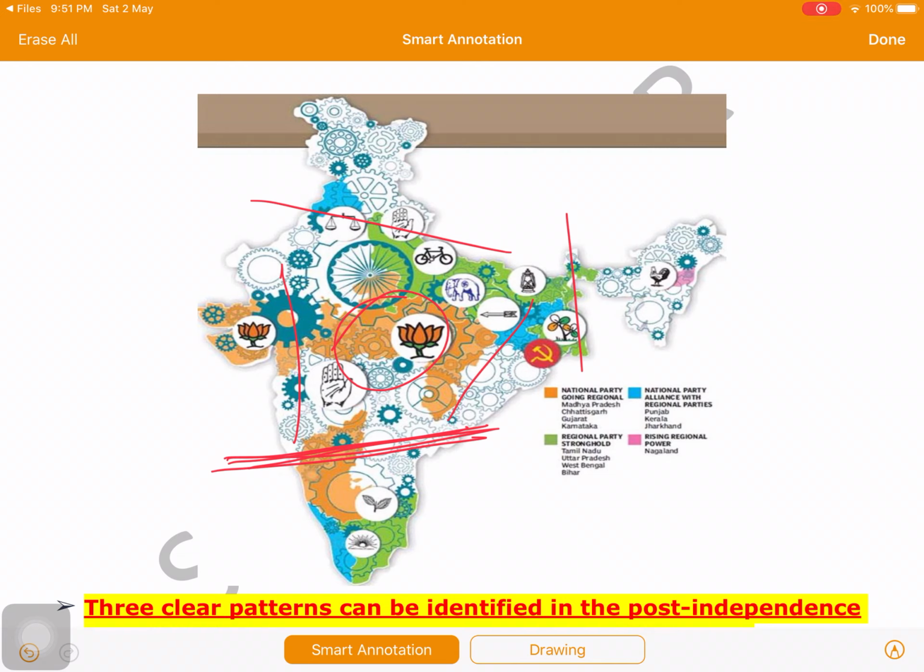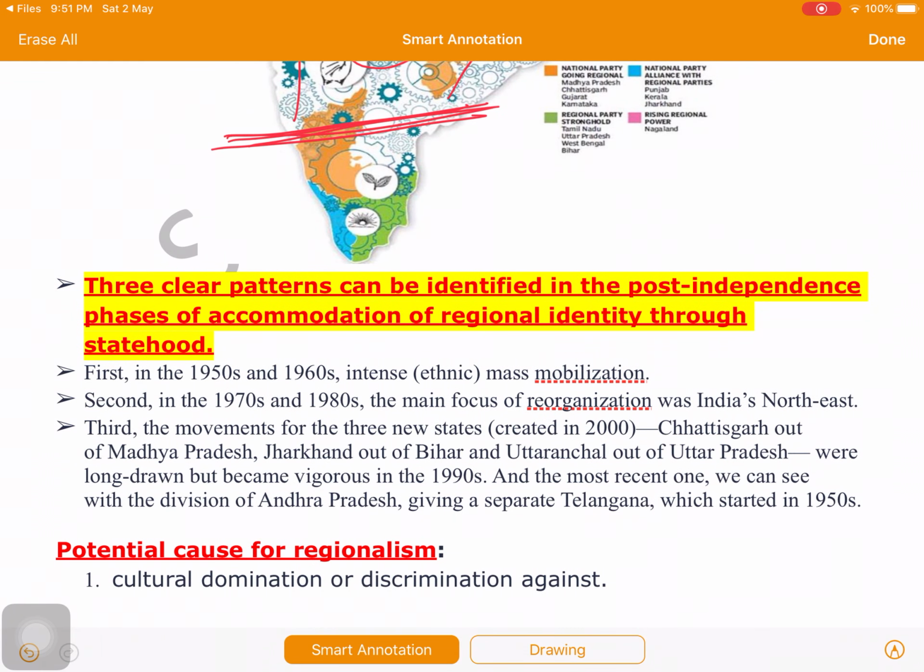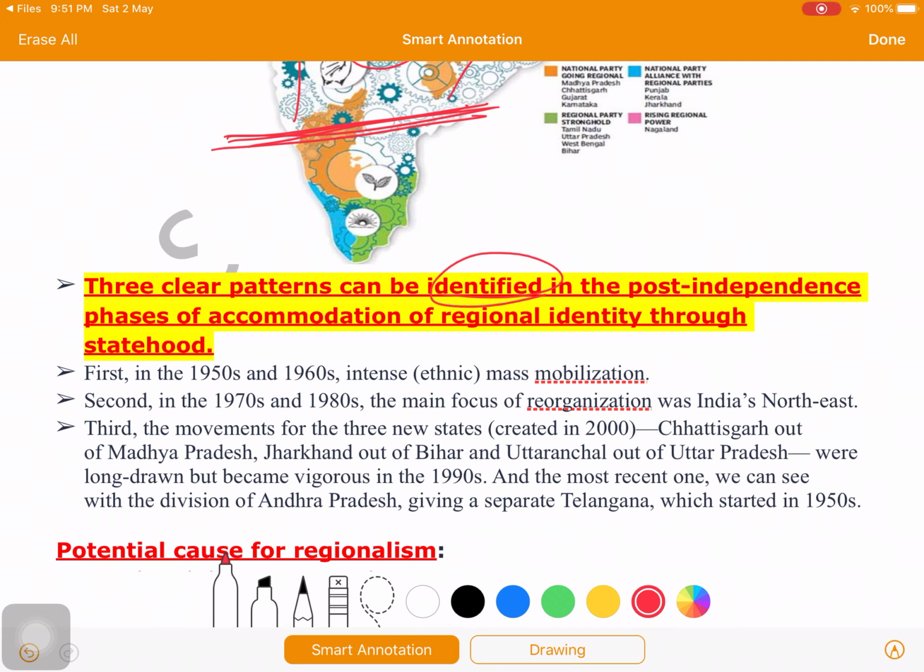And hence there are three clear patterns which can be identified in the post-independence phases of accommodation of regional identity through statehood. The three different patterns are as follows. First, in the 1950s and 1960s, the intense ethnic mass mobilization, often taking on a violent character, was the main force behind the state's response with an institutional package for statehood.